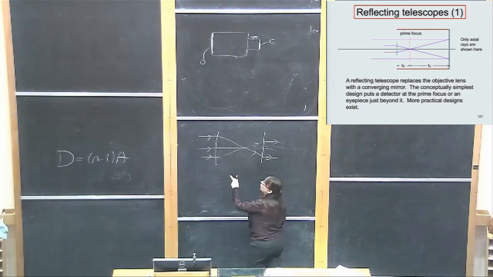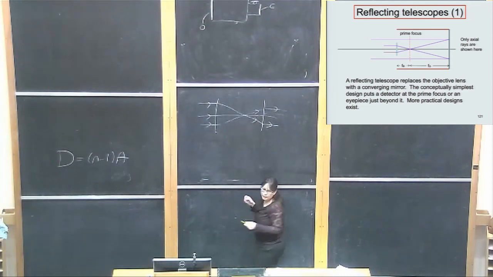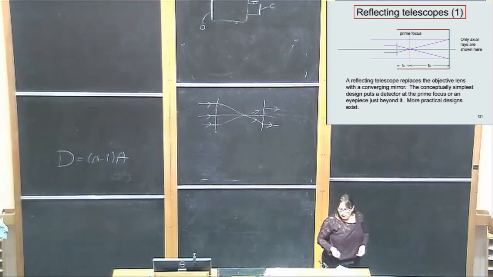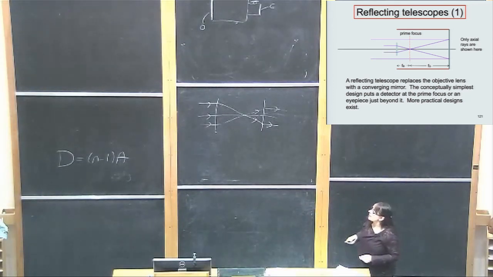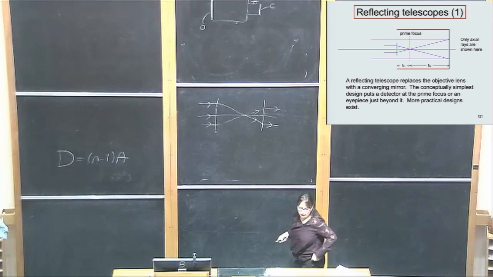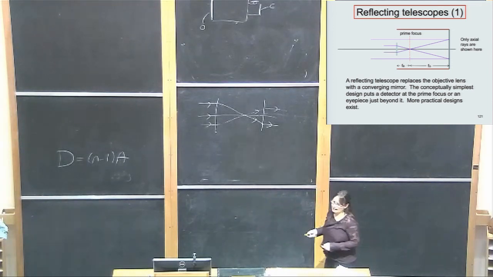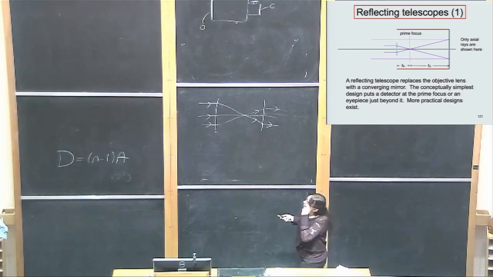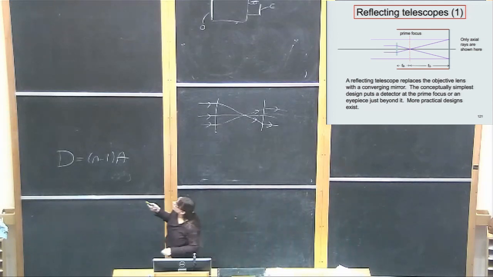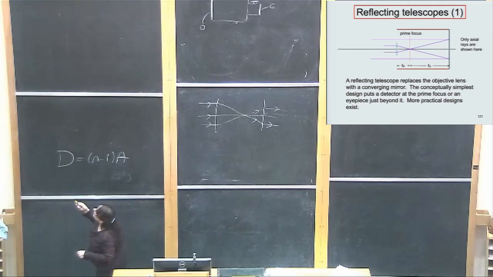We're going to talk now a little bit about reflecting telescopes. These are really what all serious telescopes are these days, a kind of reflecting telescope rather than refracting. So the basic idea is relatively simple. We've got our tube again. This is now a converging mirror. It's bringing the light rays down to a focus here.